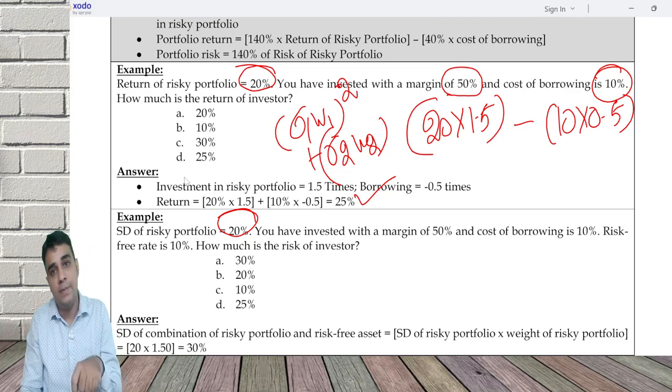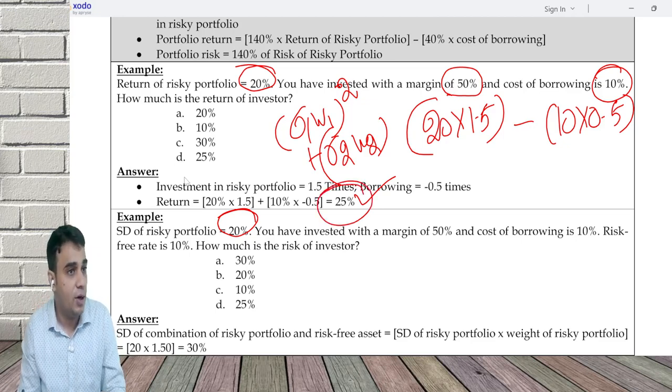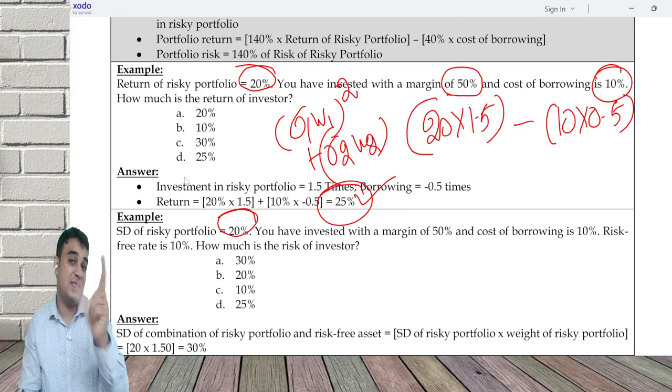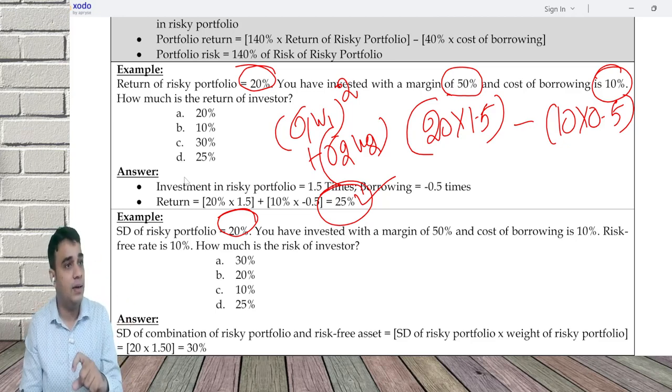Can borrowing increase my return? Yes, it is increasing your return. See, 25%. But there's the other way around. If market crashes, your risky portfolio will generate 2%, but you have to pay 10% interest. That time you will feel the pain. That is the risk element.